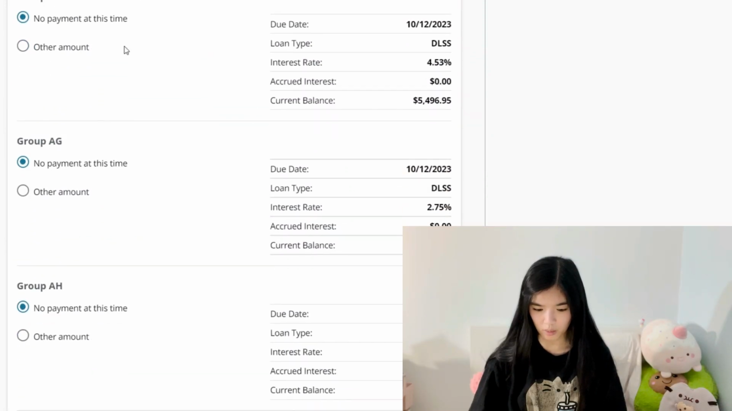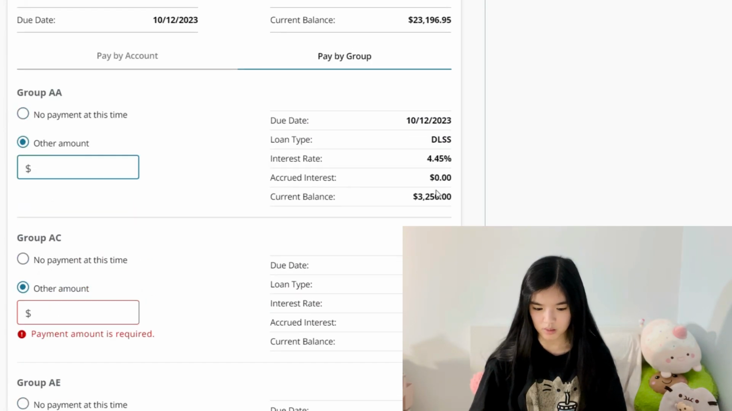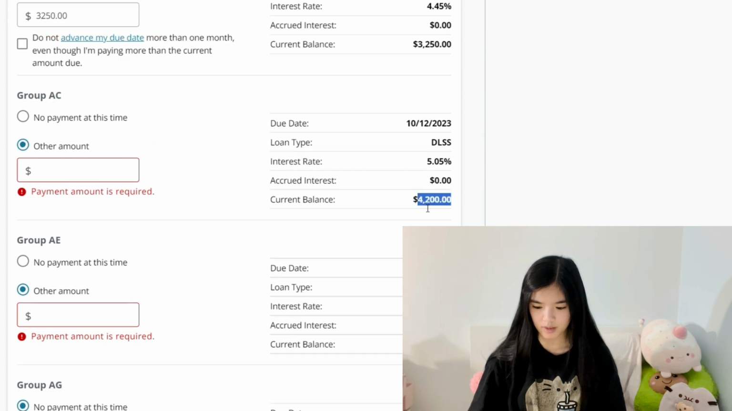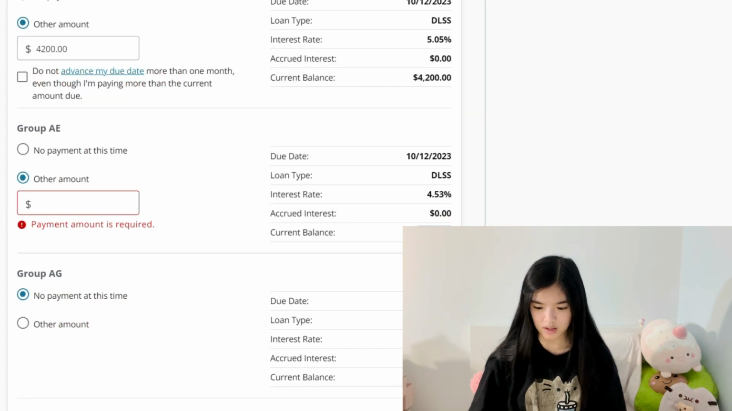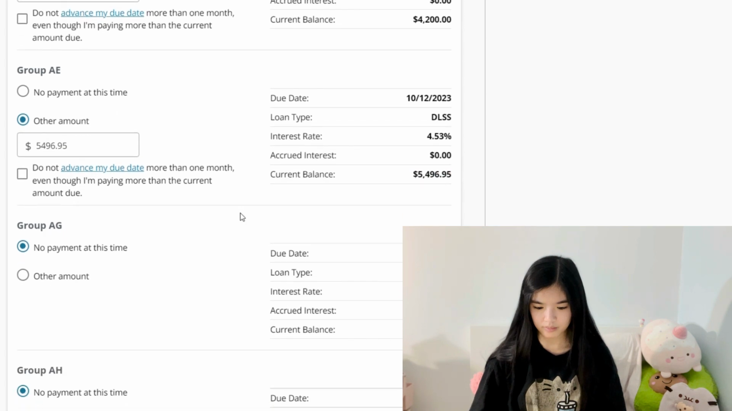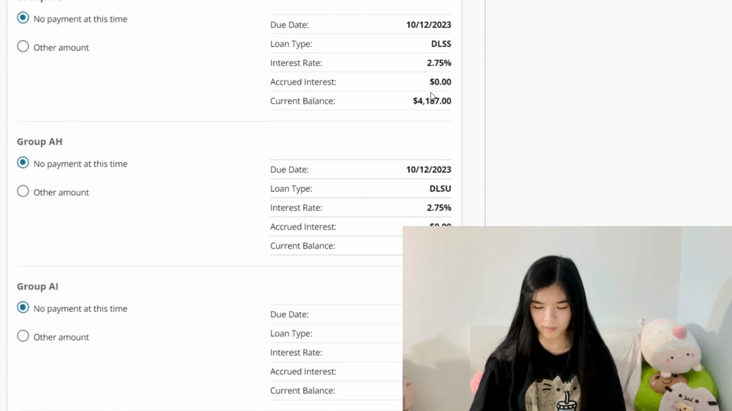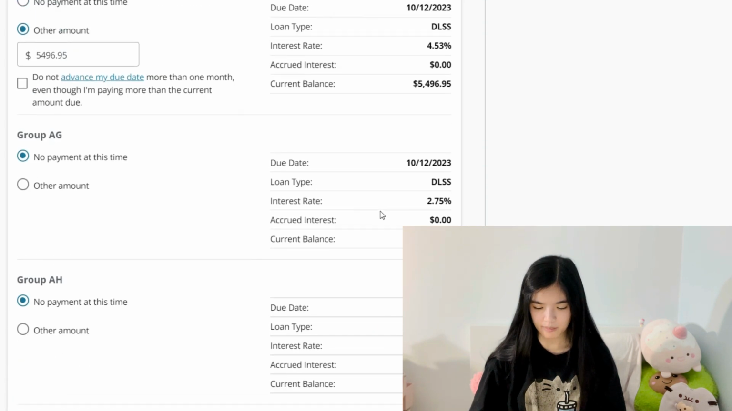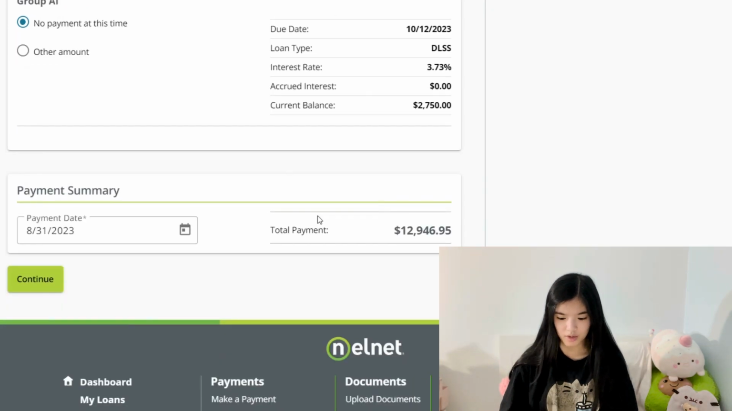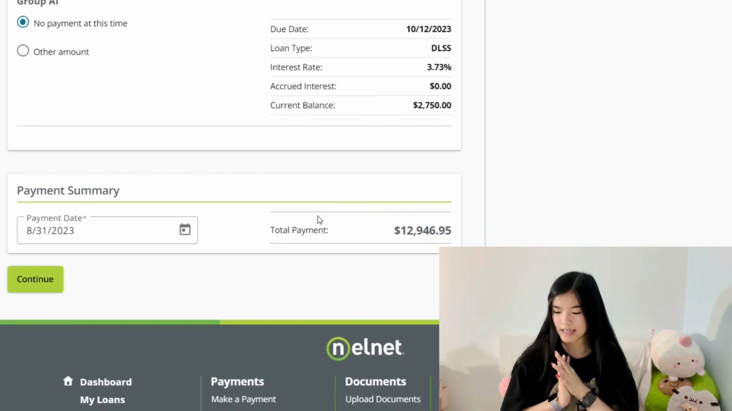I'm gonna do the 4.5301 and this one as well. I'm just gonna pay the whole thing in full tonight. Let's see, this one's last. Okay. These I'm gonna skip. Okay, so I'm gonna pay tonight, August 31st, 2023.